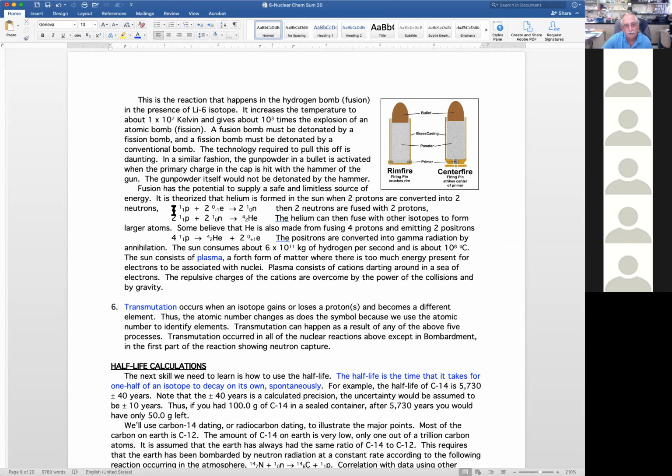Anyway, so fusion has the potential to supply a safe and limitless source of energy. So this is what they think happens in the sun. Protons and electrons are pushed together to form neutrons. Neutrons and protons are pushed together to form helium. So then the helium can be used to fuse with other isotopes to form larger atoms. Some people think that this can also happen.